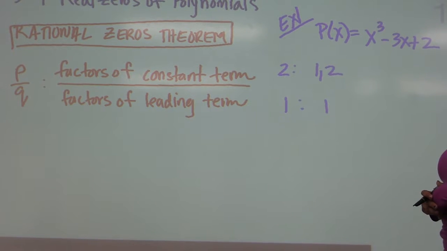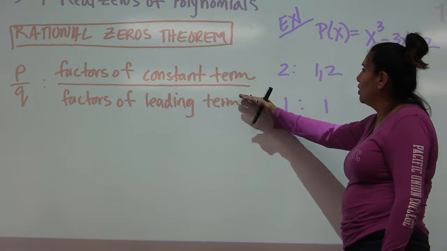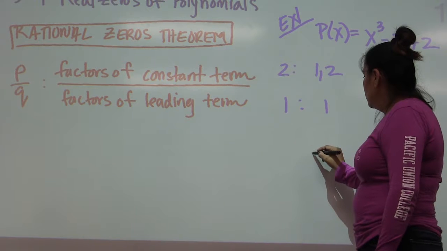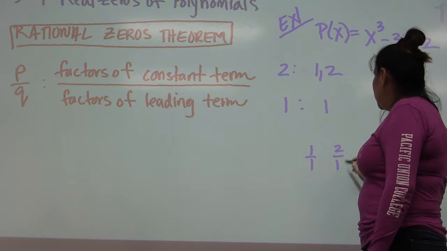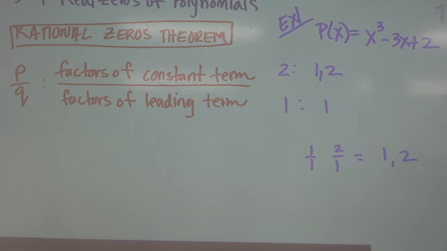This is a really simple question. We're going to go to a more complicated one in a second. But what you do is you find the ratio of p over q. So 1 over 1 and 2 over 1, which in this case is just 1 and 2. It's not always going to be that easy. What we know with this list is that if this polynomial has rational zeros, it has to be one of these two numbers. It can't be 3. It can't be 1/2. Are we clear?